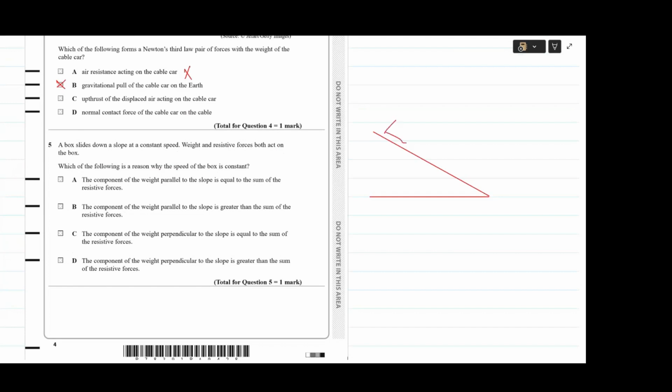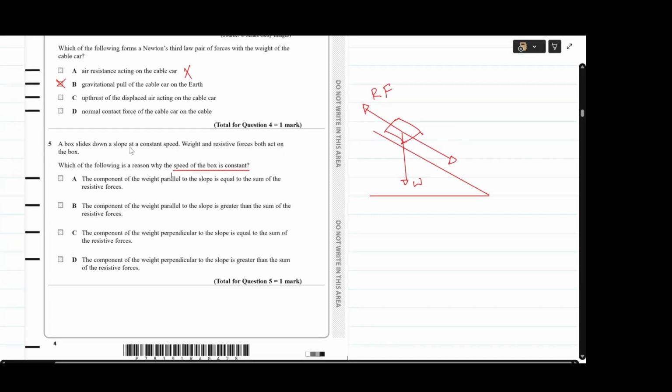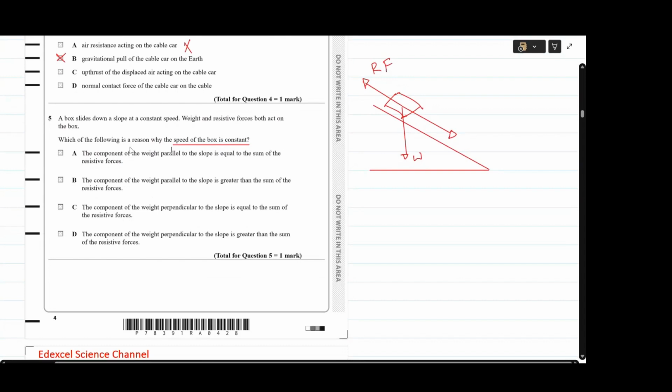So there is a box on a slope which is sliding down, and they're saying that the weight and the resistive force will always be in the opposite direction. All of them are acting on the box, but somehow the speed of the box is still constant. Why? That is the question. So let's look at the options.